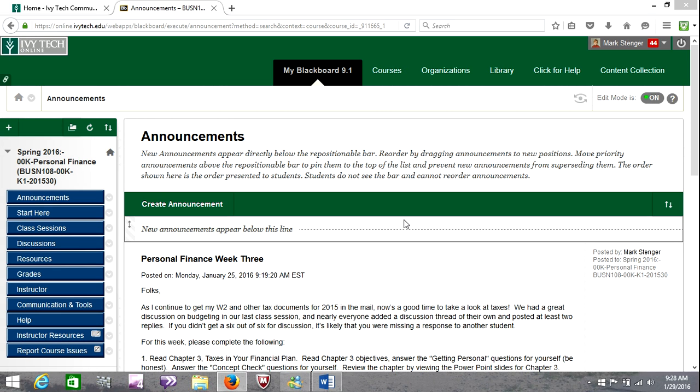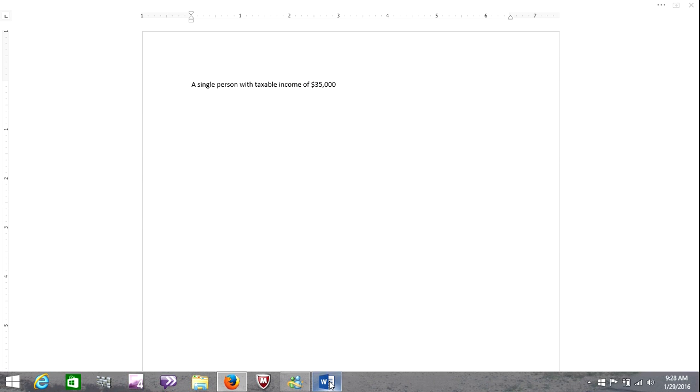Question 7b states, a single person with a taxable income of $35,000. If you look at the chart on page 81 and find that 35,000 falls between 9,076 and 36,900 for single taxpayers, and the rate is 15%, you've just overpaid your taxes. You can't take 35,000 and multiply it by 15%. The reason is that for a single taxpayer, they only pay 10% on the first $9,075.